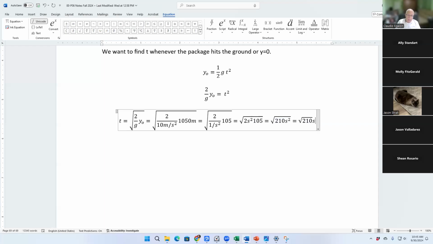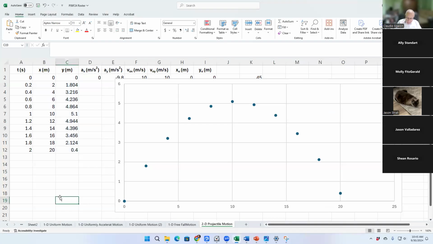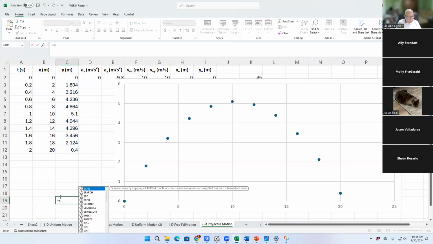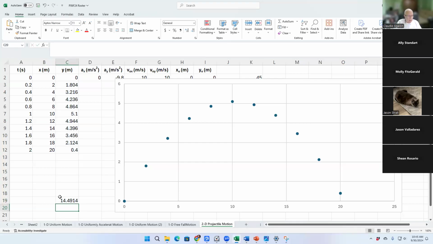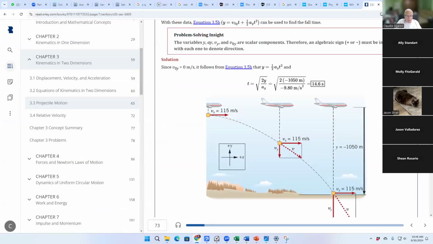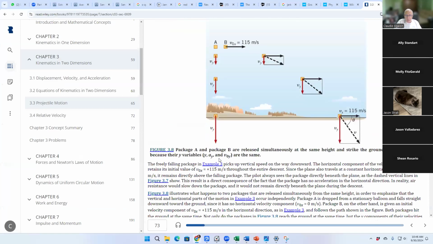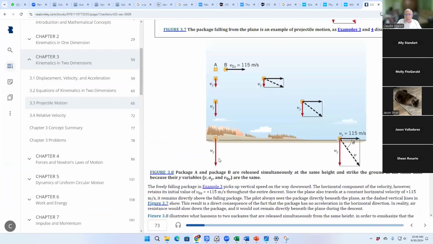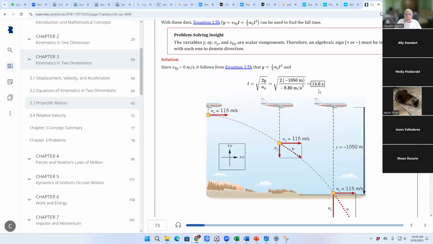What's the square root of 210? Let's take a look here. Square root with my Excel, SQRT 210: 14.49. Is that what he got in the book? Let's see. 14.49. Oh, he got 14.6. He got a little bit more because he's using 9.8 meters per second squared.